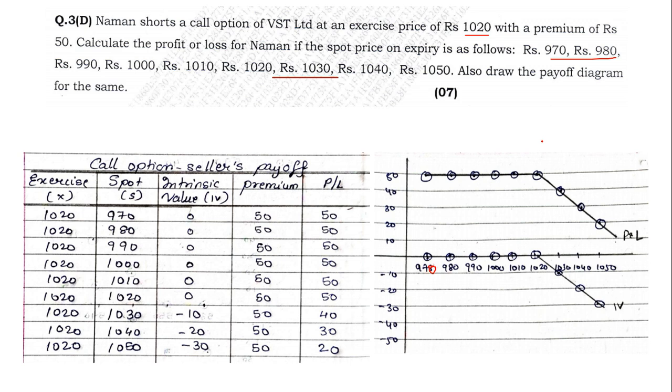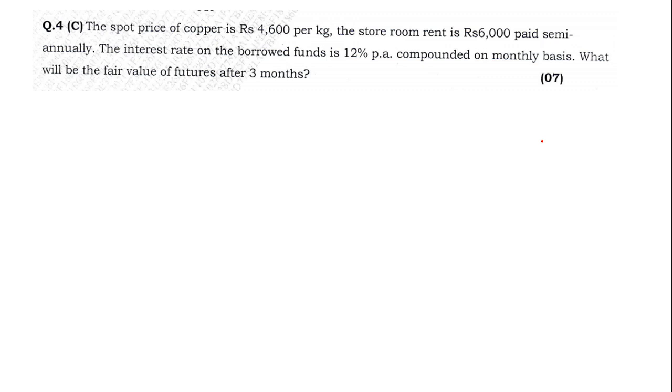Okay, the next sum, question 4C. The spot price of copper is 4,600 per kg and the store room rent is 6,000 paid semi-annually. The interest rate on the borrowed fund is 12% compound interest on monthly basis. What will be the fair value of future after 3 months?